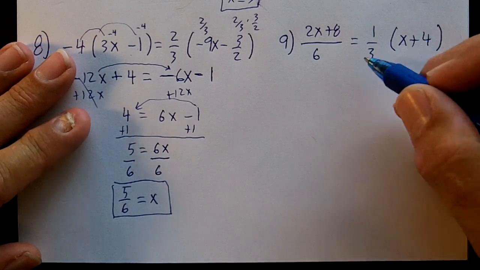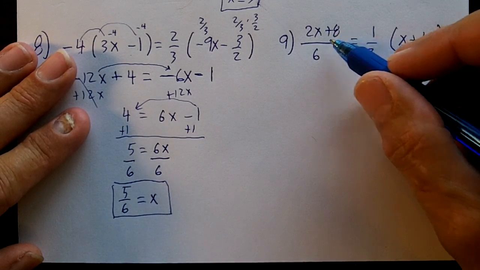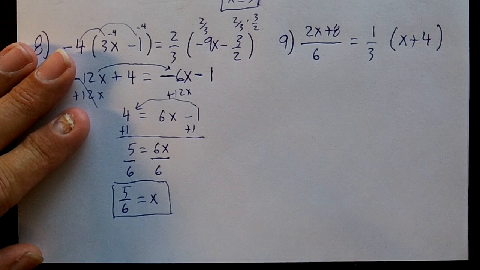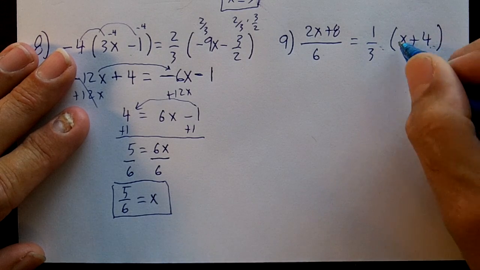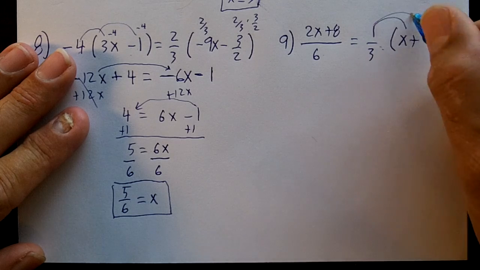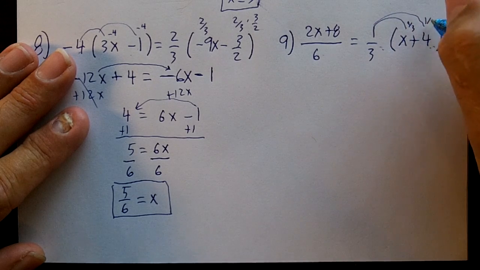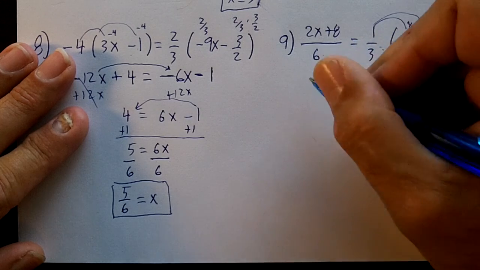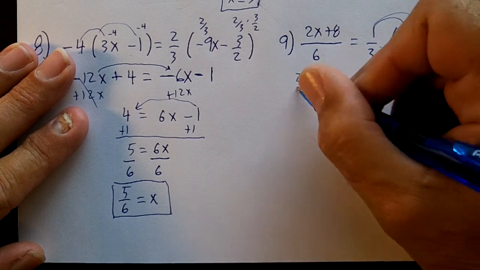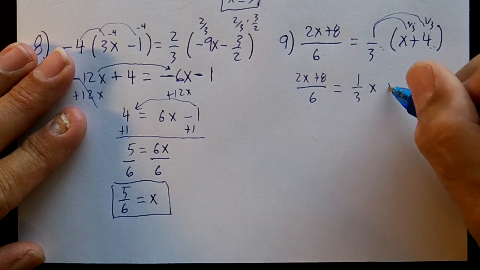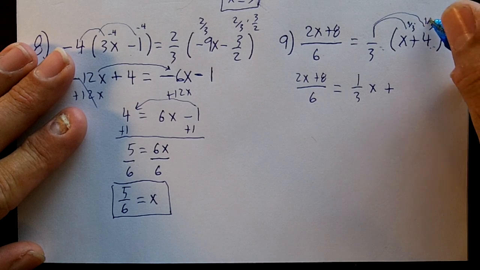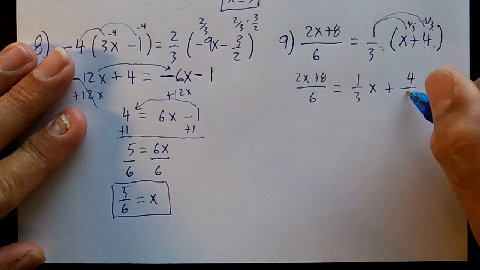Okay, on this problem, 2x plus 8/6 equals 1/3 times x plus 4. Making sure I wrote it down right, and I did. We need to get rid of this parentheses first. So we're going to take the x and 4 and multiply it by 1/3. So I'm going to put 1/3 on top of the x and the 4. This won't change. So 2x plus 8/6 equals 1/3 times x is 1/3x plus 4 times 1 divided by 3. 4 times 1 is 4, and it won't divide by 3, will it? So I'm going to leave it 4/3.